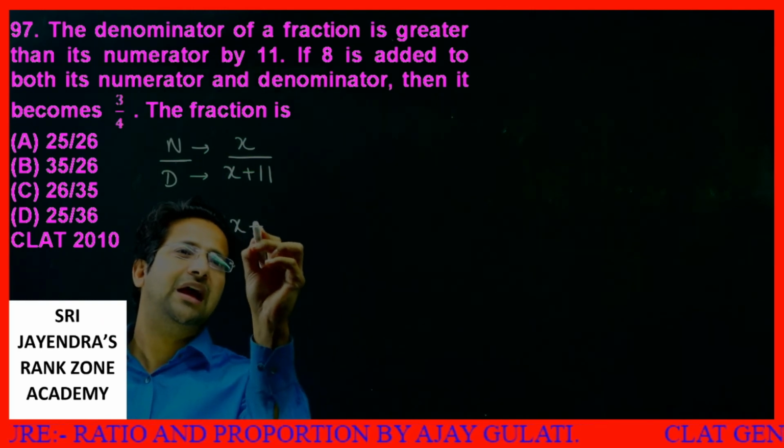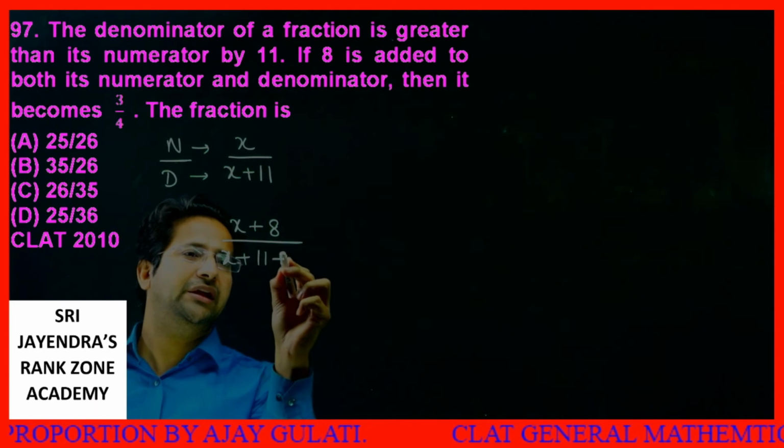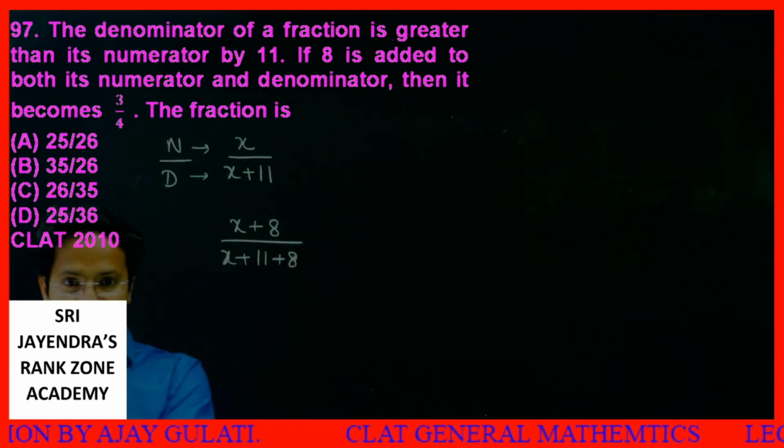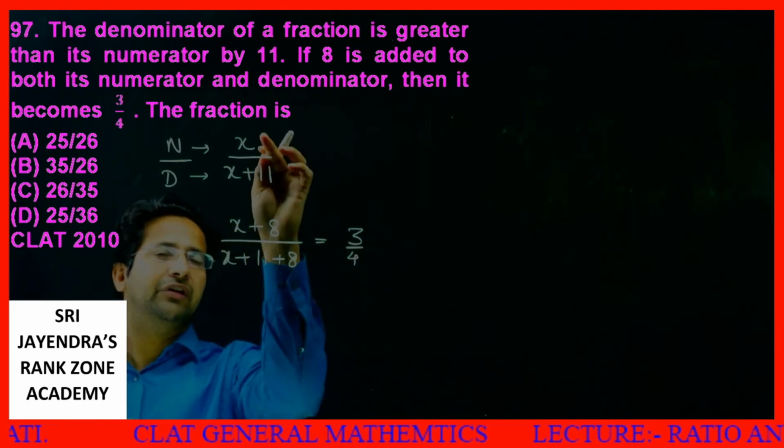Now what happens is I add 8 over here. I also add 8 in this denominator also. Now this fraction becomes 3 by 4. We need to find the initial fraction. We need to find this value.